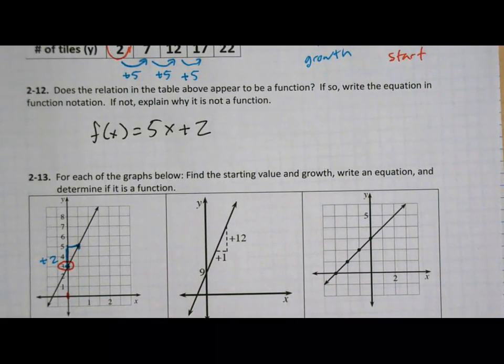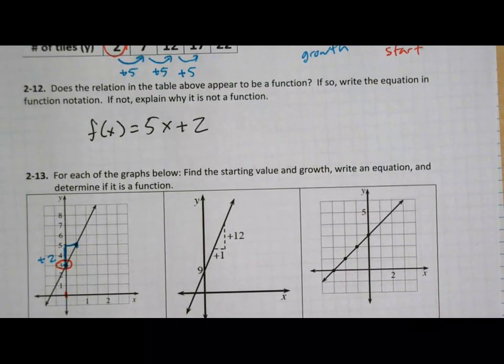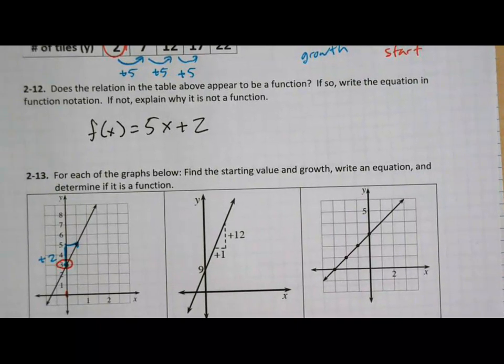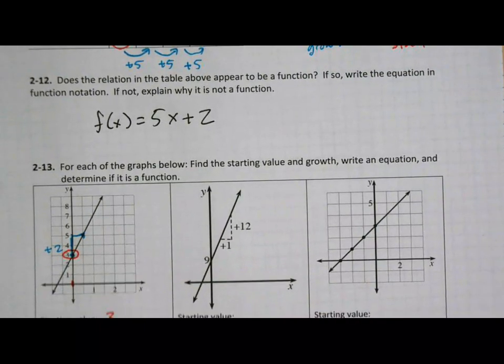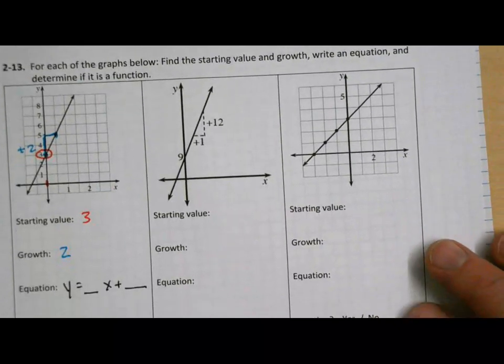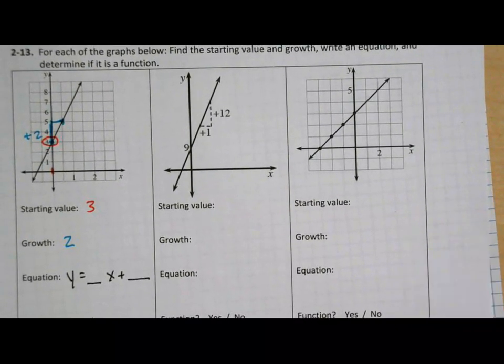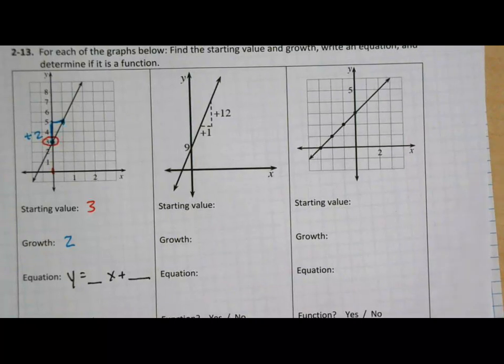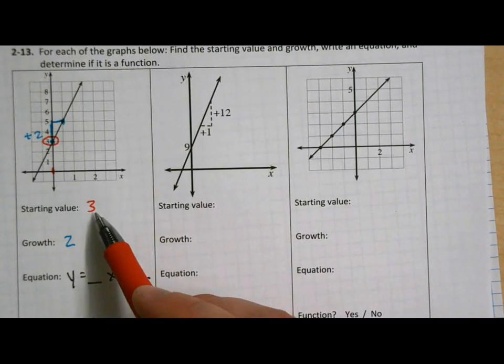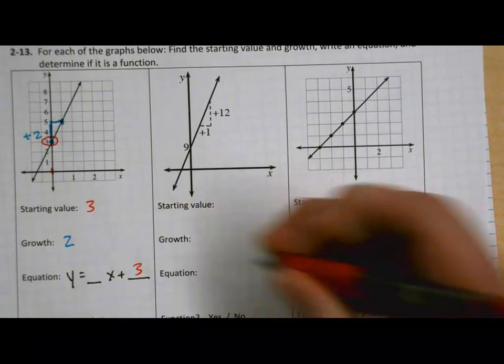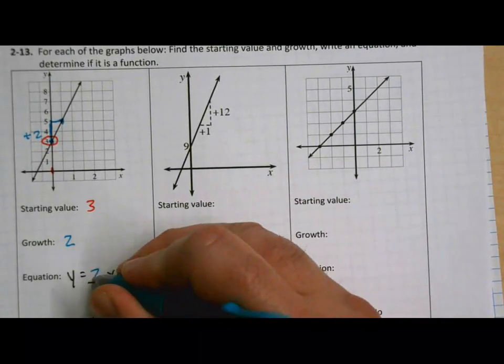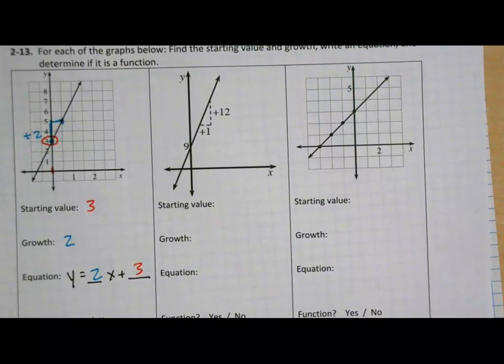So I've got a starting value, I've got a growth. Go ahead and write that equation for me. Can you remember which one goes where? Starting value was 3, the growth was 2. So y equals 2x plus 3.